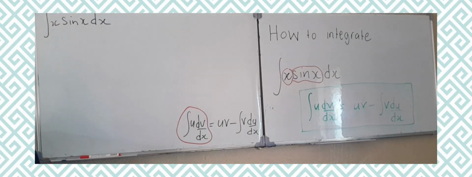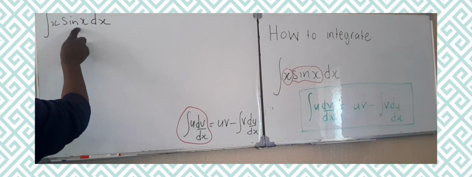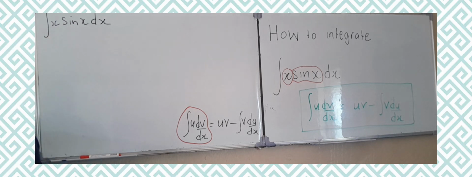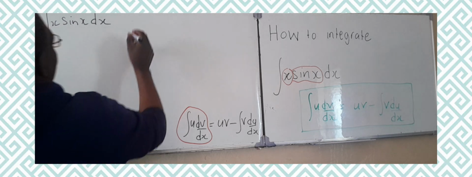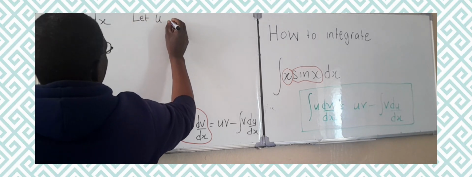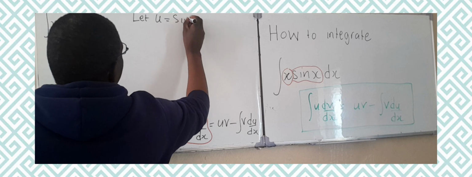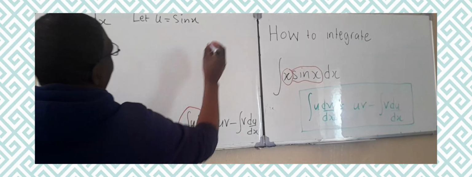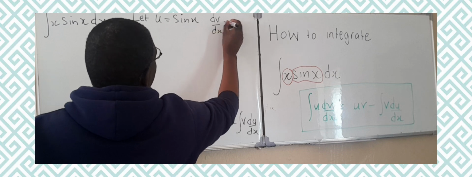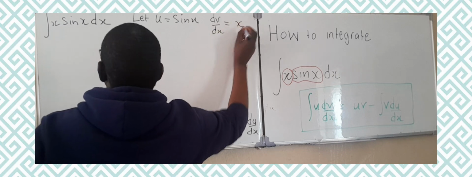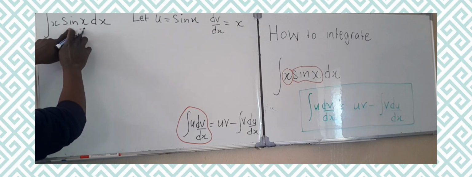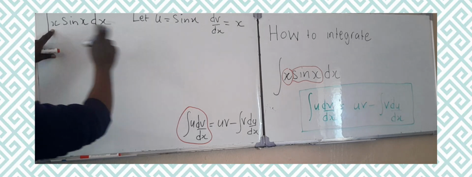So here it is now. Here is our integrand, x multiplied by sine of x. Let's say, let u equal to sine of x and dv/dx equal to x itself. So look what I've done here. I've made this one my u and my dv/dx is equal to x.